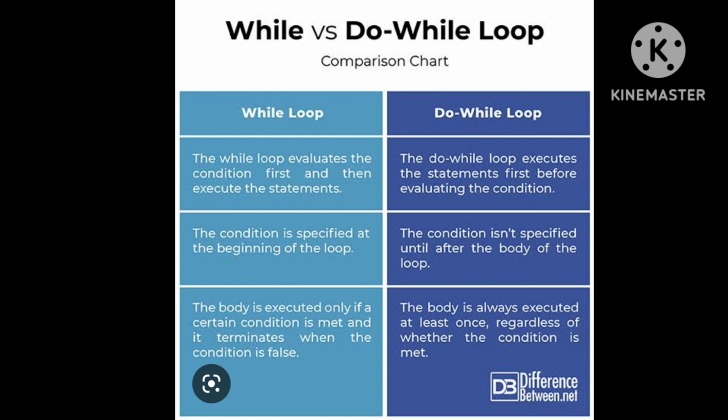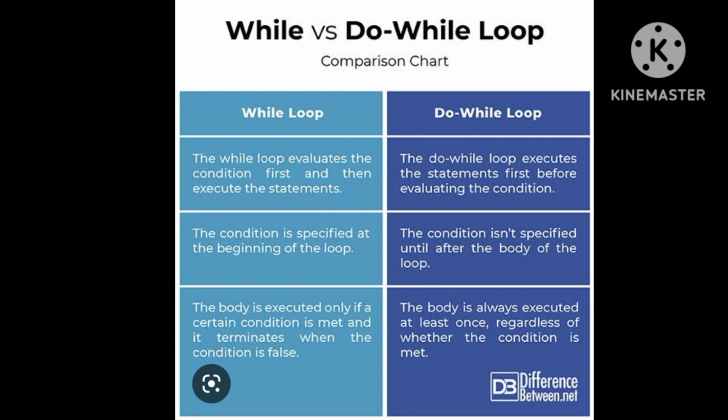Differences between while loop and do while loop. First one, the while loop evaluates the condition first and then executes the statements in the while loop. The do while loop executes the statements first before evaluating the condition. Second one, in the while loop the condition is specified at the beginning of the loop. In the do while loop, the condition is not specified until after the body of the loop.